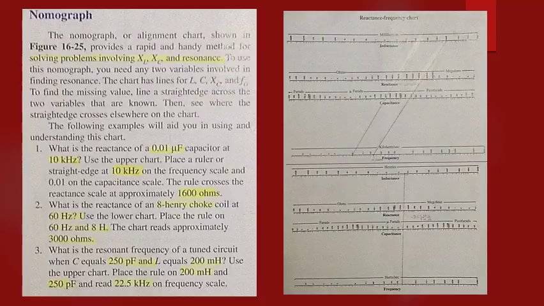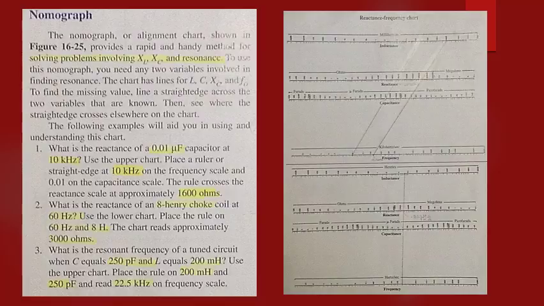And as I told you, this is the nomograph. Just to read here, the nomograph or alignment chart shown in this figure shows a rapid and handy method for solving problems involving inductive and capacitive reactance and resonance. To use this nomograph, you need any two variables involved in finding resonance. The chart has lines for L, C, XC, and FO. To find the missing value, line a straight edge across two variables that are known. Then see where the straight edge crosses everywhere else on the chart. The following will aid you in using and understanding this chart. The examples are there, number 1, 2, and 3.